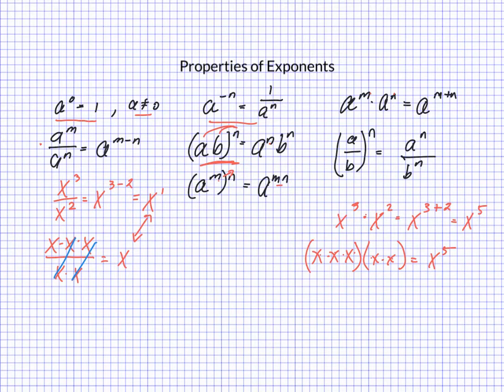And again, looking at the property of parentheses and exponents, we know that this n goes to both the numerator and the denominator, so we make sure to break it out. And that is a quick review of our properties of exponents.